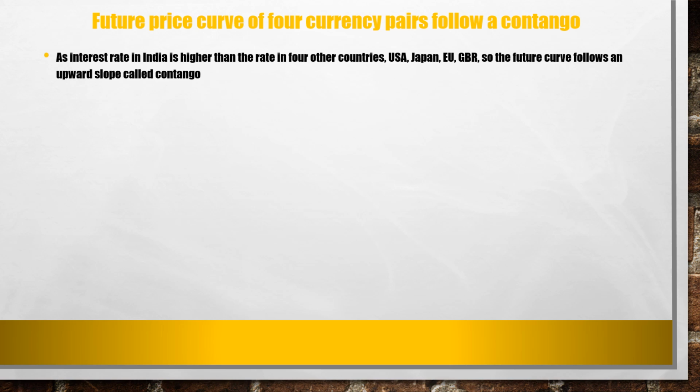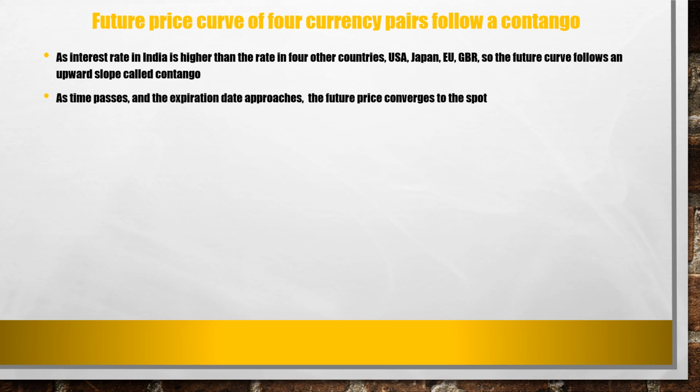As the interest rate in India is higher than the rate in the four other countries, that is the US, Japan, European Union and GBR, the futures curve follows an upward slope called contango. As time passes and the expiration date approaches, the futures price converges to the spot.